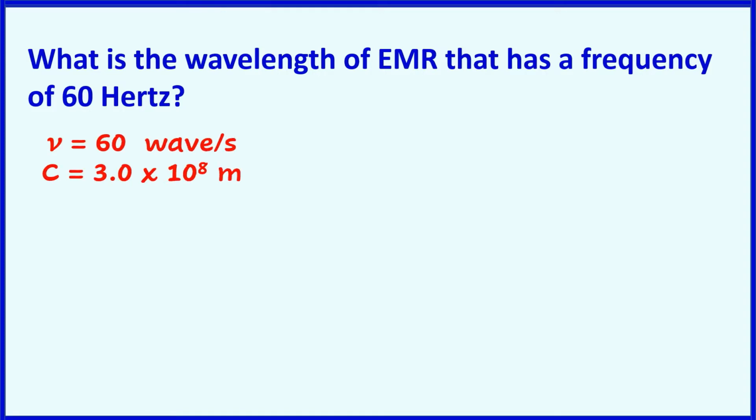Remember, hertz also means waves per second, and I prefer to use that when I'm doing these calculations because it's going to help me cancel out my units as I go through the problem so that it's easier to figure out what the correct unit should be in my answer. I should also remember that the speed of light is always 3.0 times 10 to the 8 meters per second. In order to find wavelength, I would want to use the formula C equals wavelength times frequency.